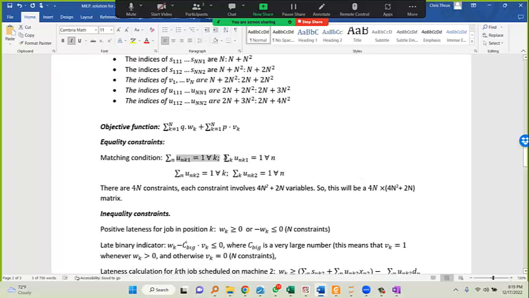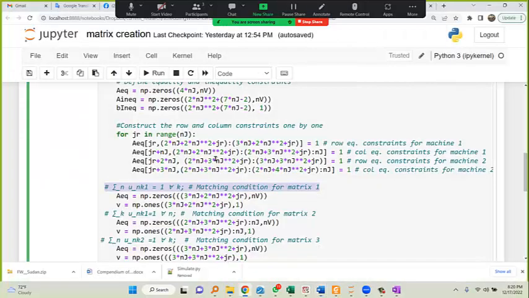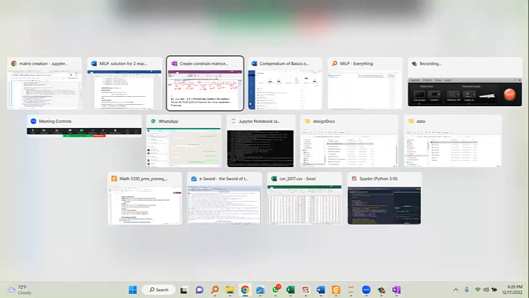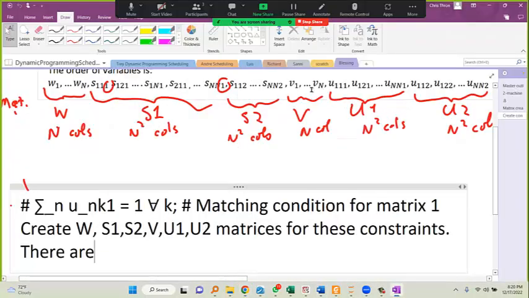Okay. So here it says the sum over n of UNK1 is equal to 1 for all k. So for each different value of k, you have a different constraint. So how many different values of k are there? We have two. We have the first U and U11 to UNN1. Okay, yes, that's right. That's what we showed up here.